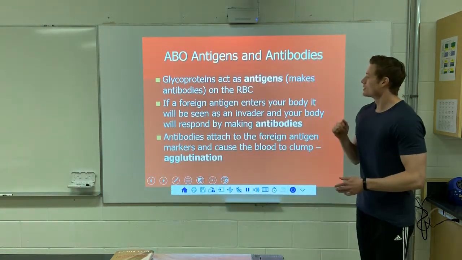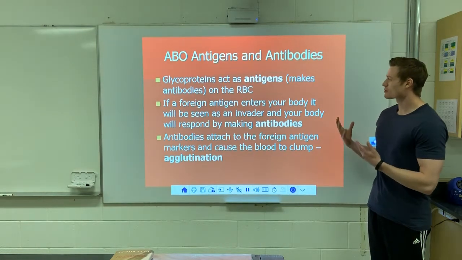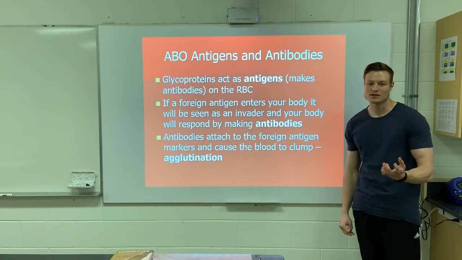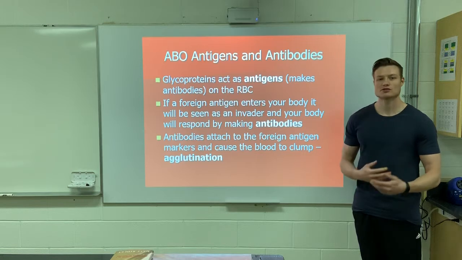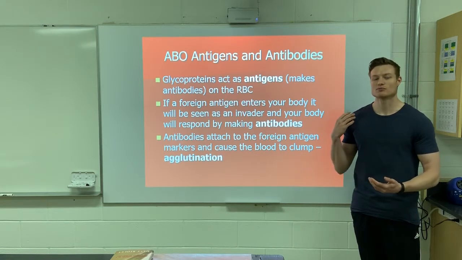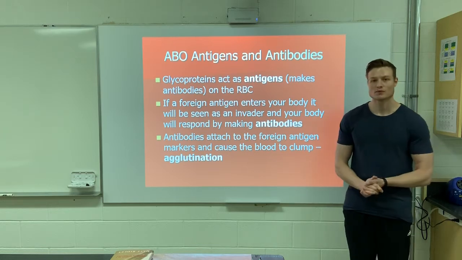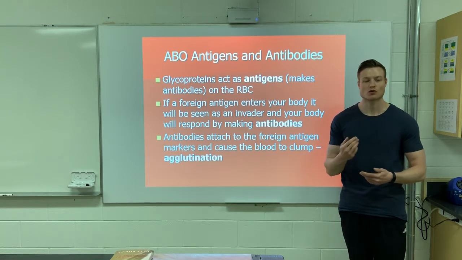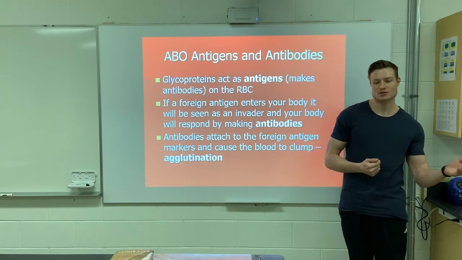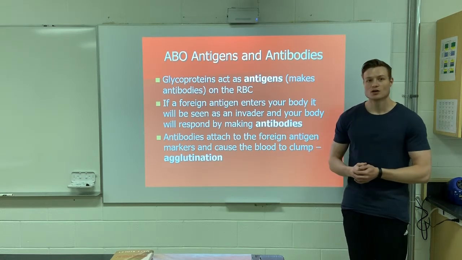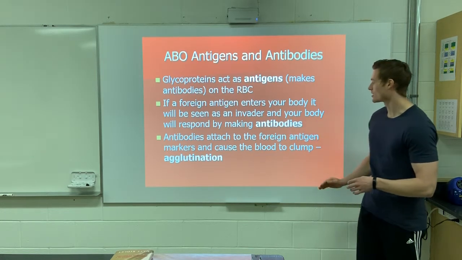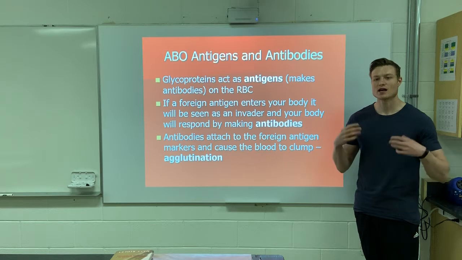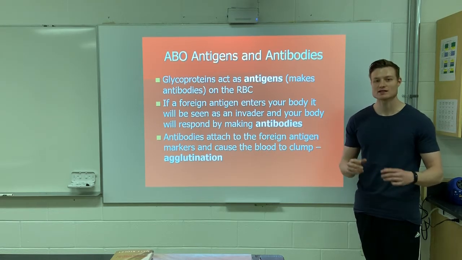What happens here is the glycoproteins are what we call antigens, right? Essentially markers that your body can recognize, and if you have antigens or markers that your body is used to, markers that your body knows, you're good to go. However, when you have foreign antigens enter into your body, whether that's through a virus or a bacteria, sometimes an allergen, and sometimes foreign blood, your body makes antibodies. And the antibodies will attach to the antigens and attack them and get an immune response against that substance.